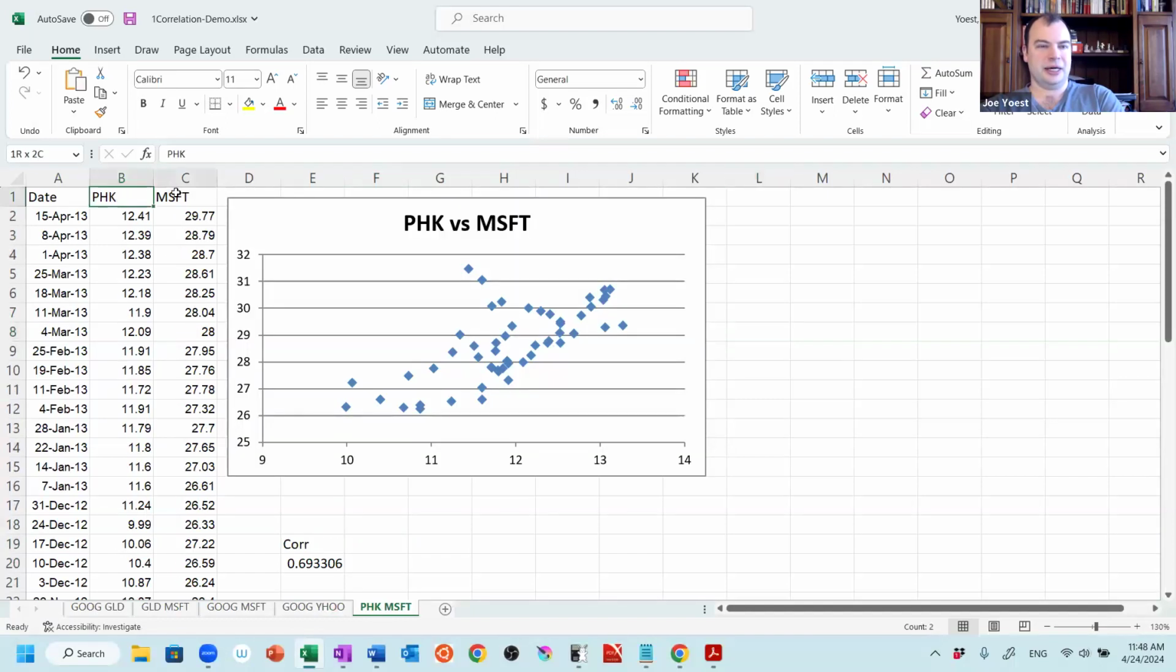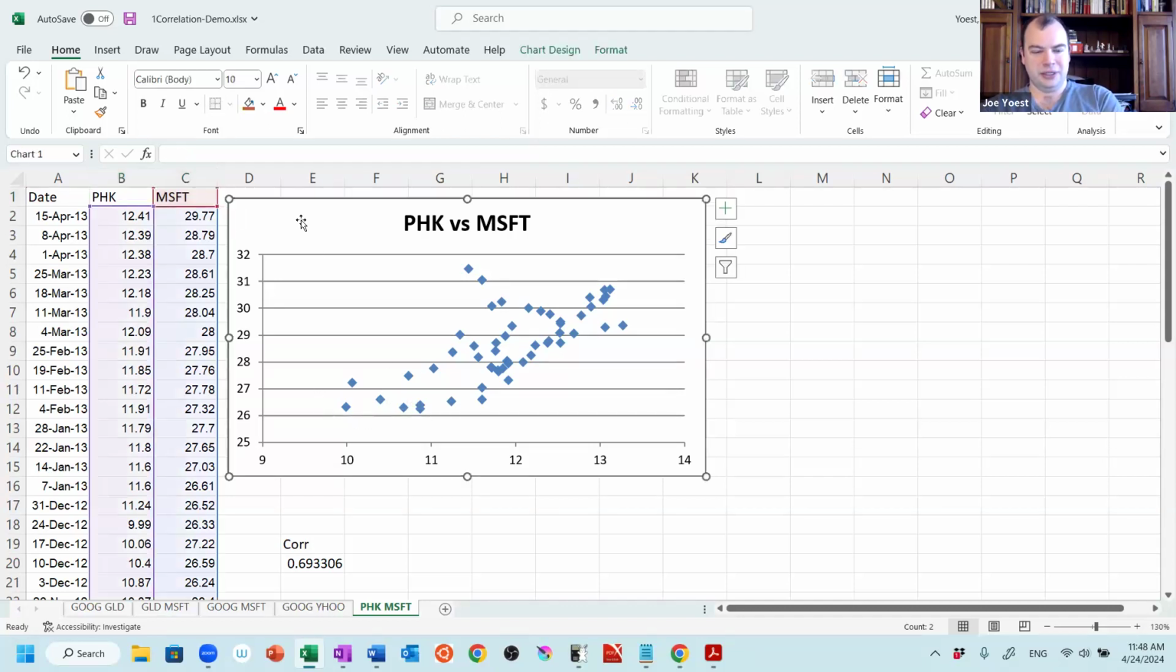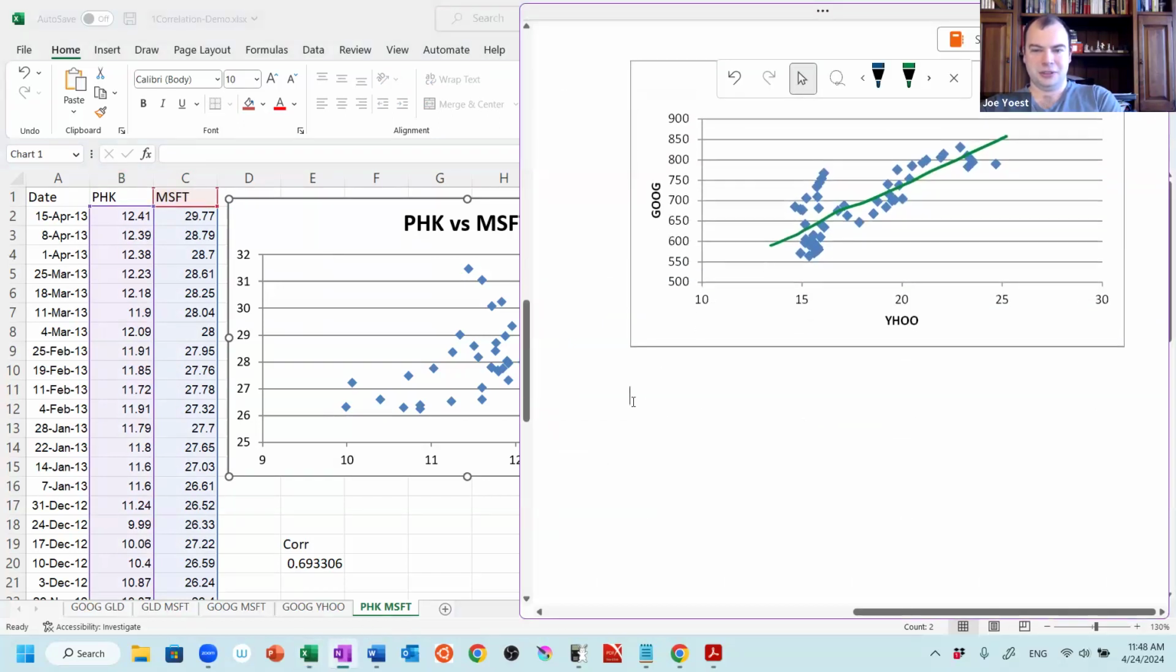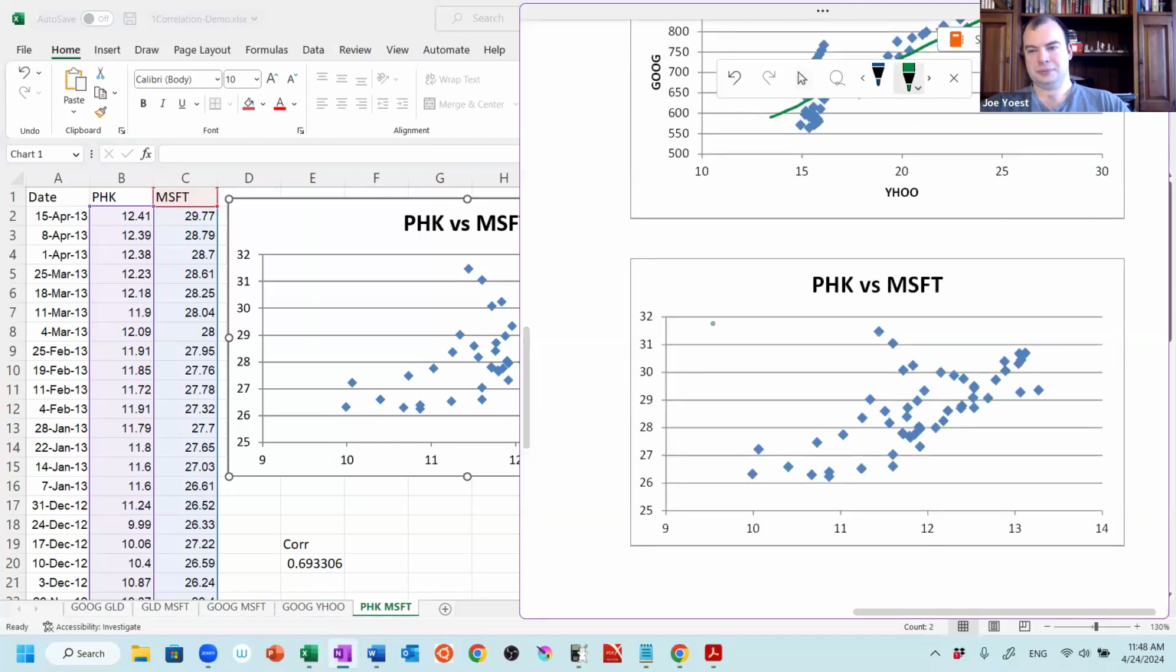And then lastly, let's look at PIMCO versus Microsoft. Well, here we have, again, maybe somewhat of a linear relationship. It doesn't seem as nice as the Google versus Yahoo, but maybe I could imagine a line going something like this. There do seem to be a couple points here and there that are far away from that line, but it seems like a lot of the data would fall fairly closely to a line that I might draw, that I could pick a line that's a pretty good model for this data.